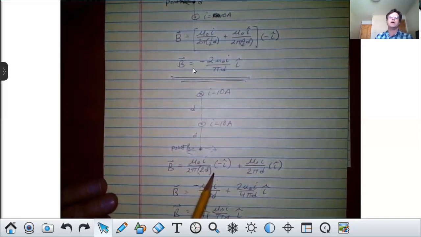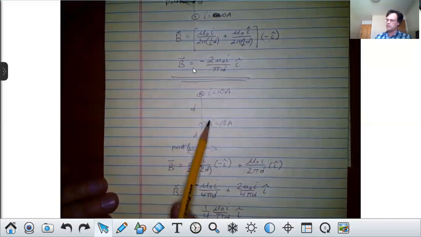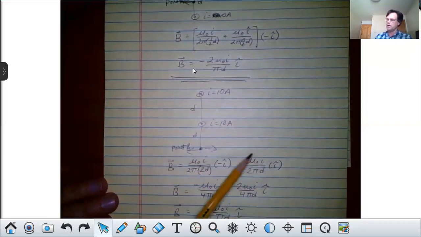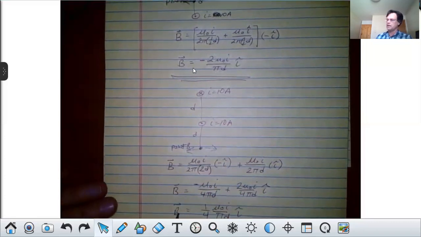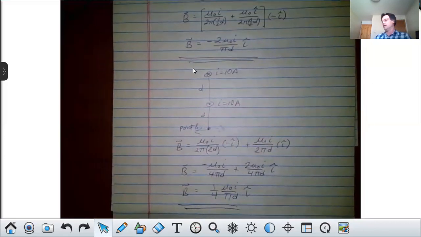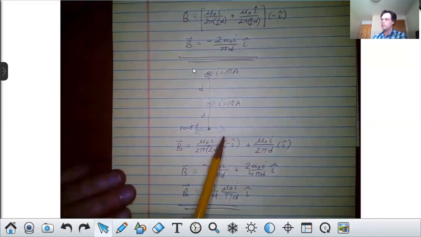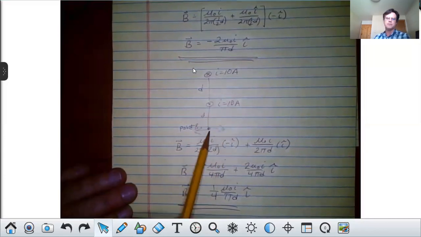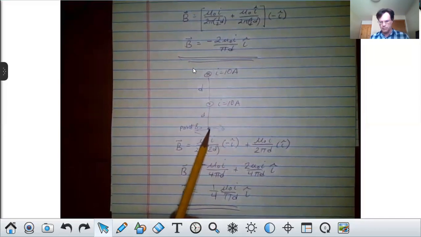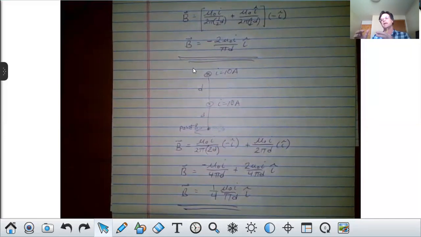But again, we use the mu0 I over 2 pi r, but now that r is 2d from the top wire and only d from the bottom. And again, the negative I hat means for this wire, the current's going left, I hat going right for the bottom current. So then I can just add those together and I get the magnetic field 1/4 mu0 I over pi d. Again, the net field's in the x direction, positive x, because this current is closer, it's going to have a stronger magnetic field at point B. So you can see a problem where I've got to add the net magnetic fields.